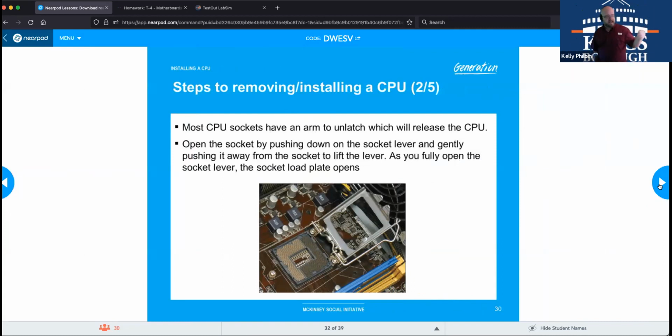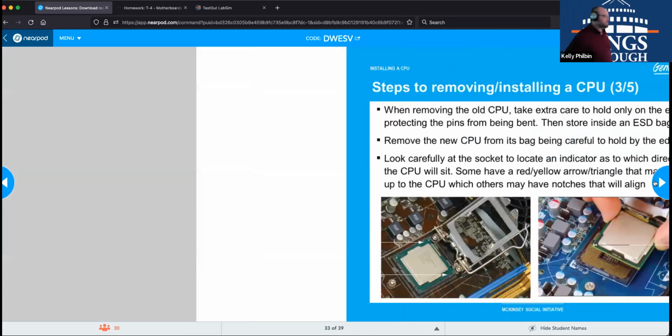Most CPUs have an arm latch mechanism right here, like we talked about. It's called a ZIF, or zero insertion force. You would unhook that arm, use that to lift open the door. We do have a video where they show a gentleman walking through this step by step. Once it is open, you can reach in with your chip extractor, grab your old CPU, pull it out, set it aside. If you're going to reuse it, put it in a safe container or anti-static bag. Use your chip extractor to grab your new chip, and insert your new chip into that socket.